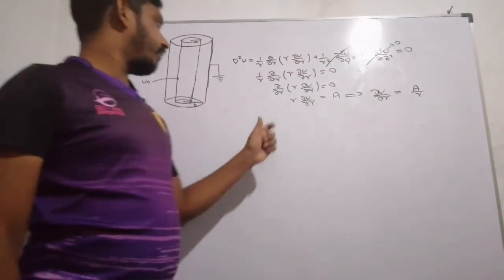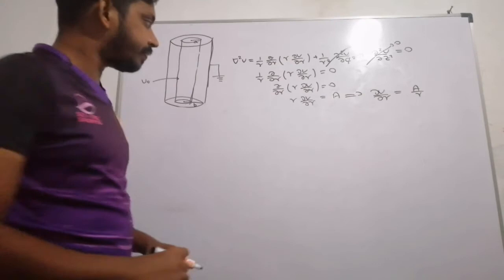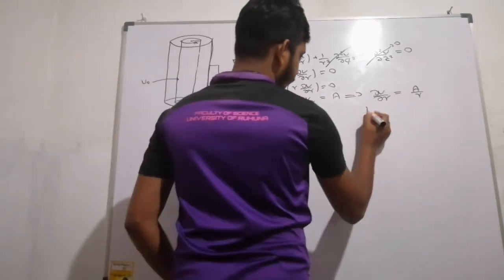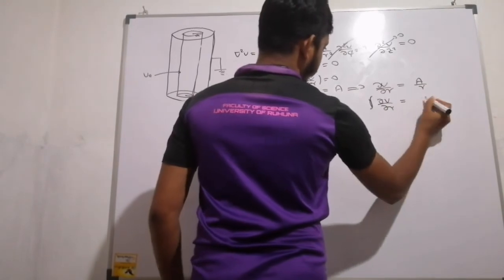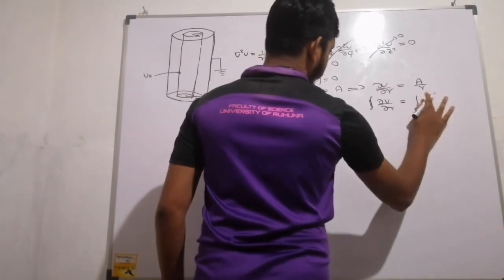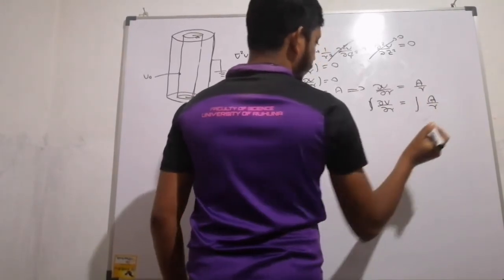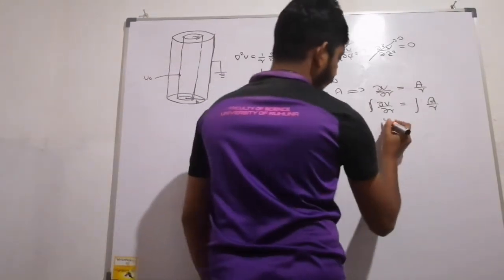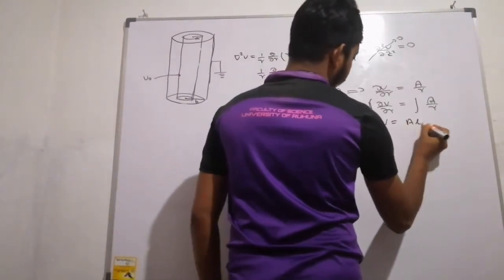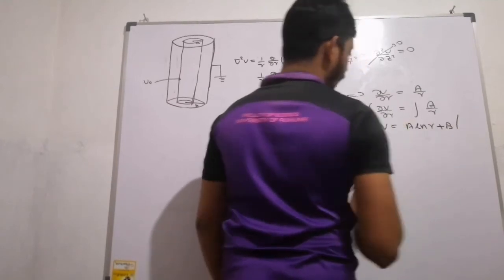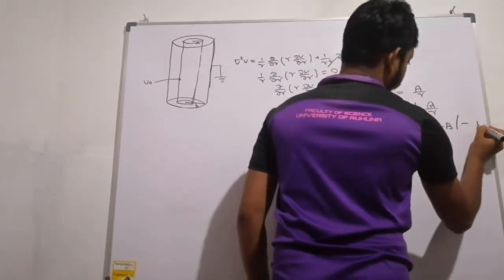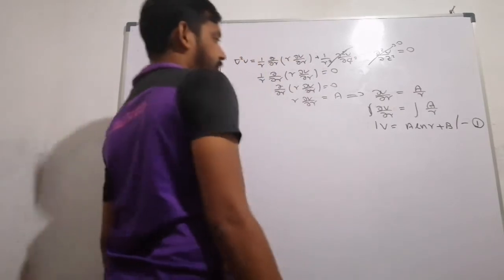Okay, let me integrate this equation once with respect to R. Then I have A over R, so V equals A ln R plus B. This is the same as equation number 1.